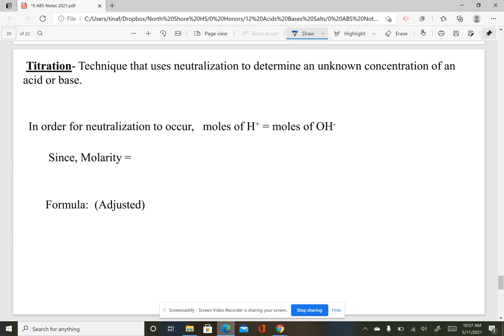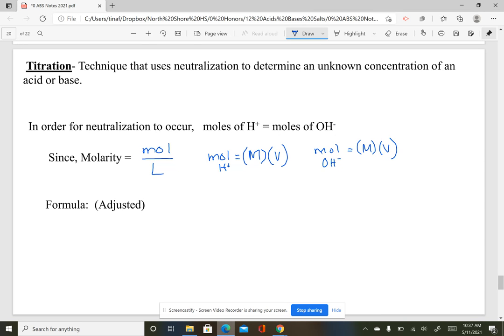So let's take a look at molarity. Molarity is moles divided by liters, right? So if I wanted to find the number of moles, I would do the molarity times the liters, which is a volume, right? And that's going to give me moles of H. If it's a base and I want to know what the moles of OH are, I would just do the molarity of the base times the volume of the base.